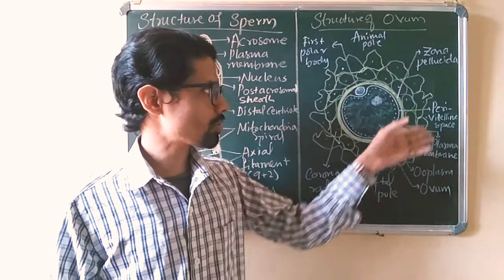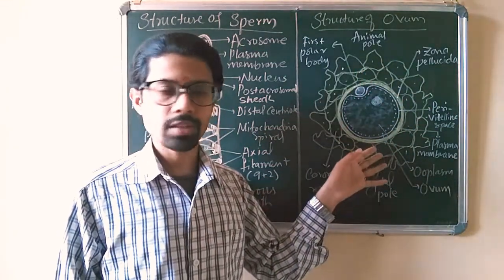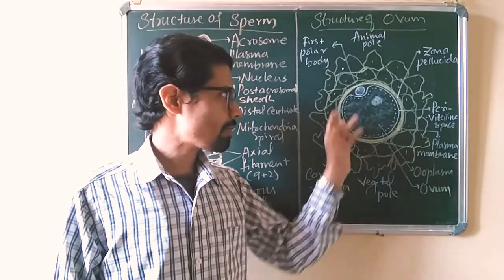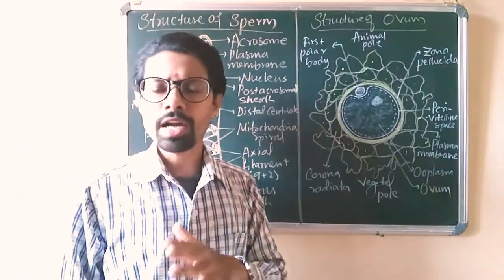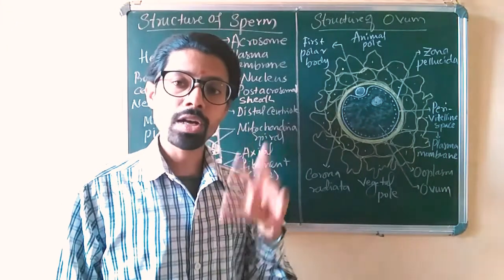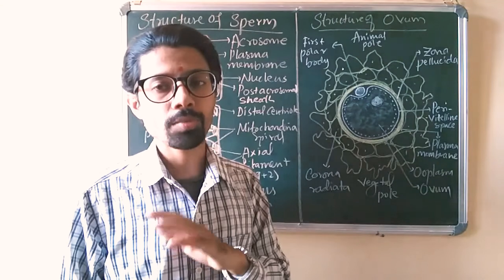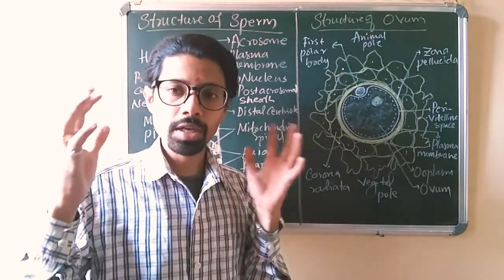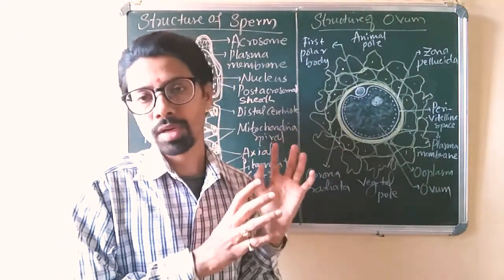Then if you talk about the external-most layer, externally it is covered with follicular cells, which are called the corona radiata cells. Then just below that you have a gelatinous layer called the zona pellucida. Zona pellucida and corona radiata are the cellular and non-cellular layers which avoid the entry of multiple sperms during the process of fertilization.